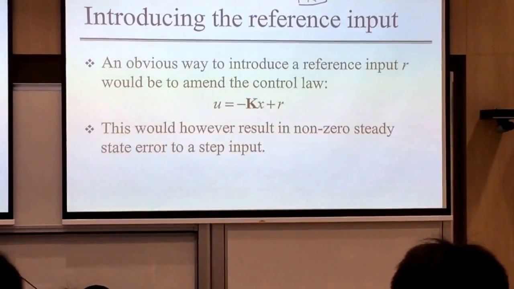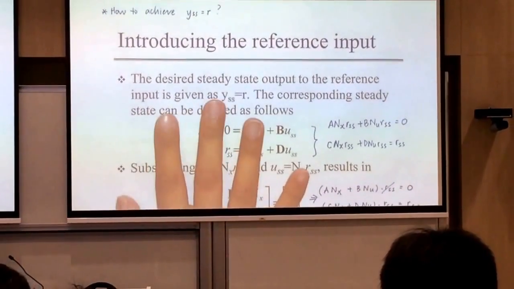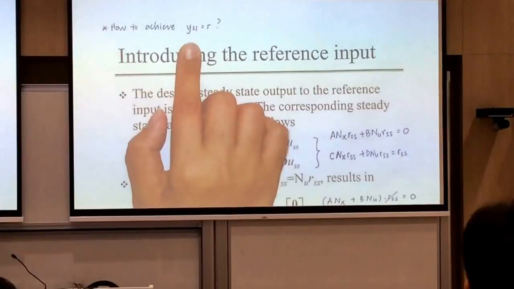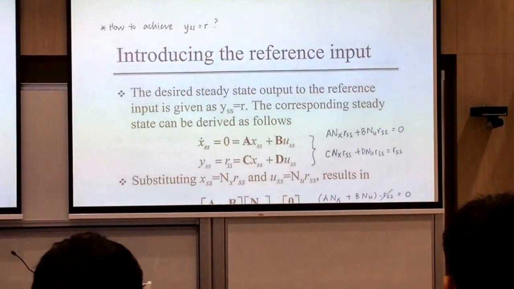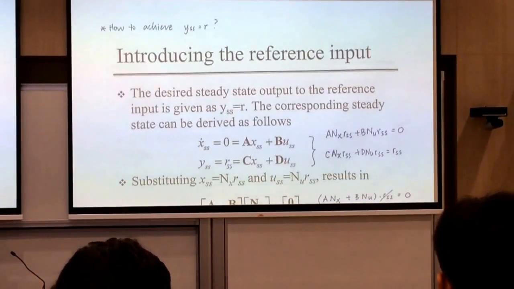So the question is, how do you achieve Y_SS equals R? This came out in last year's exam. Will it come out again? I don't know.